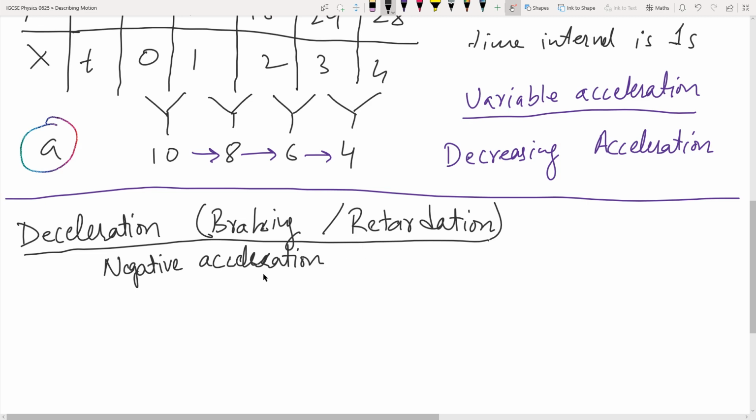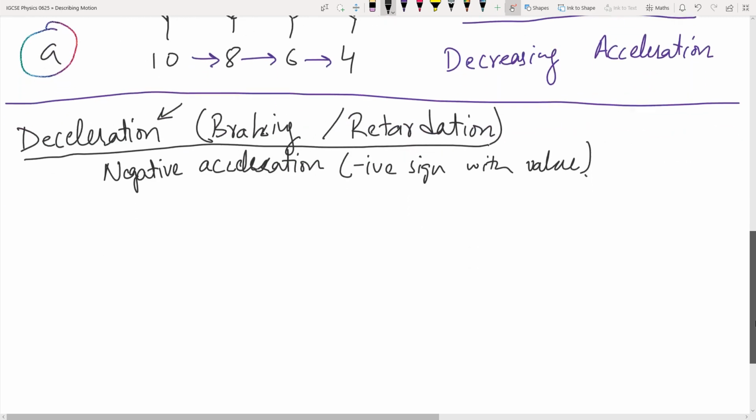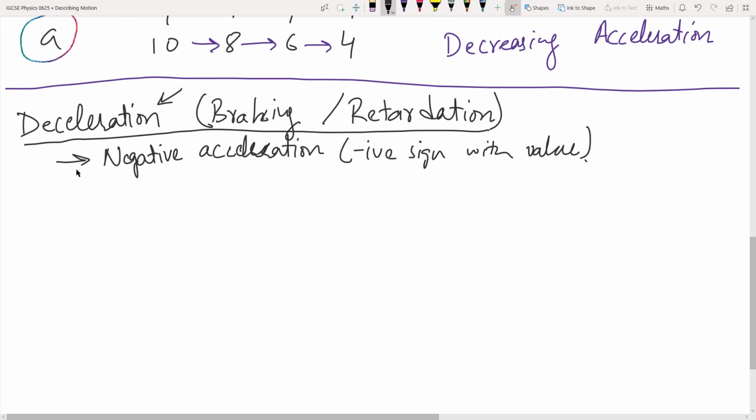So negative acceleration, when we use the negative sign with the value, and when we do not use the negative sign, we have to call this deceleration. We don't need a negative sign for the word deceleration. When the question asks what is the deceleration, do not use the negative sign, you don't need to. But when the question says negative acceleration or just the acceleration, then you do have to put the negative sign if the negative sign appears in your calculation, right? So I will go with negative acceleration for the moment.